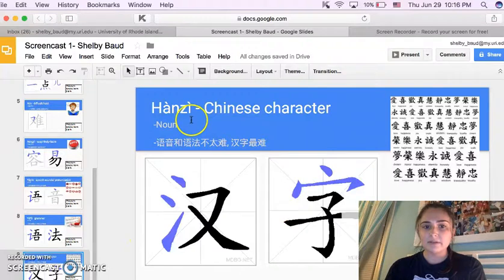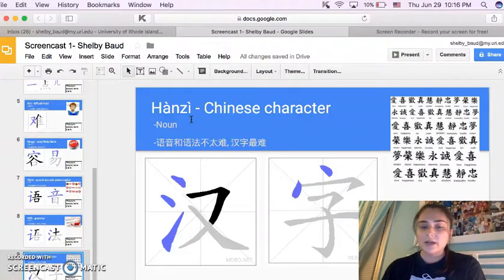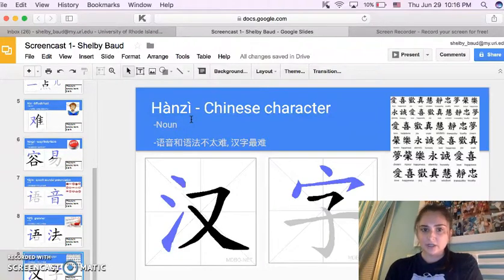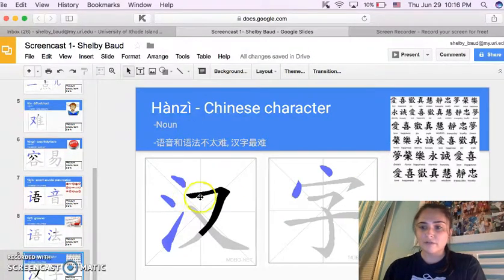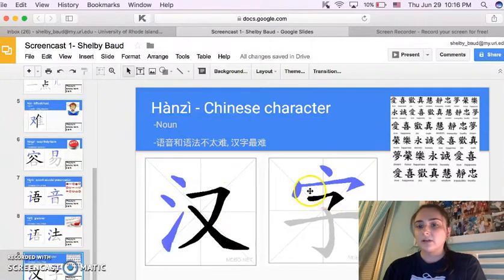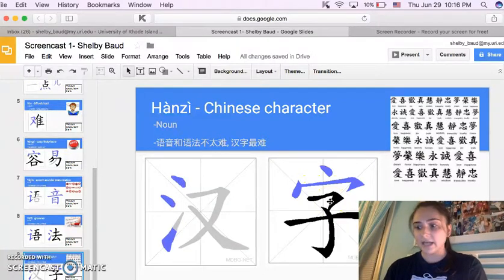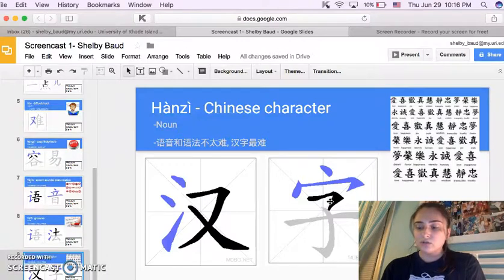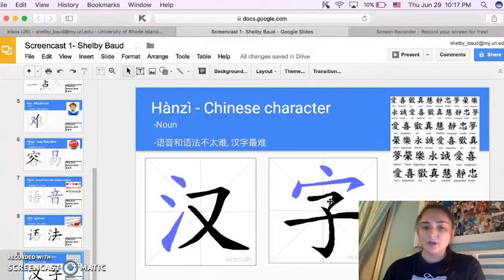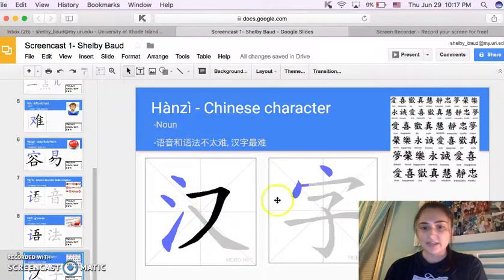And for the last one, this is Hànzì, which means Chinese character. It's a noun. For the first part of the word, Hàn, the radical is water, again, the curvature of the lines, and the radical for zì is child. And again, it being used in a sentence is the same as the last two, which again means pronunciation and grammar are not too difficult. This one has 5 brushstrokes. This one has 6 brushstrokes.